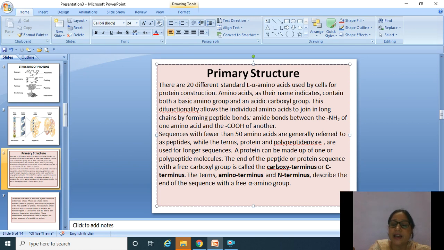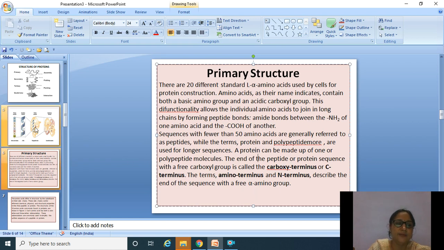It is saying here that the peptide or polypeptide chain which has one end with the carboxyl terminus, that is the COOH terminus, is known as the C terminus, and the other is the amino terminus. Amino terminus means the end of the polypeptide chain that ends with the NH2 group. It is called the N terminus and describes the end of the sequence with a free alpha amino group.